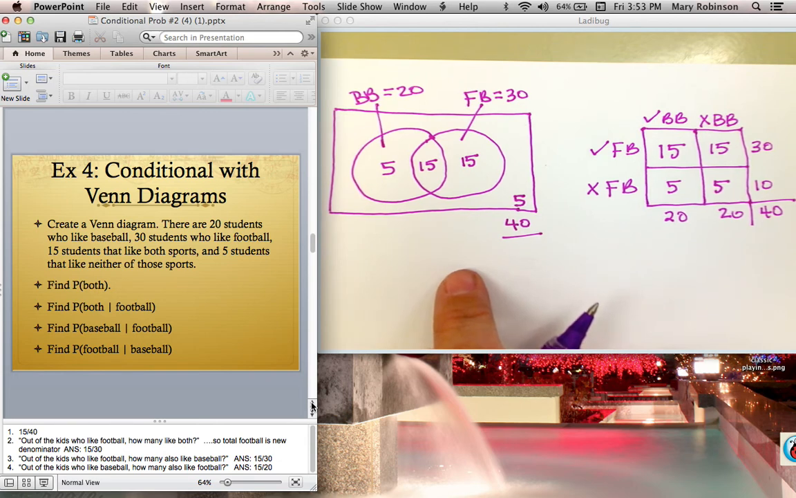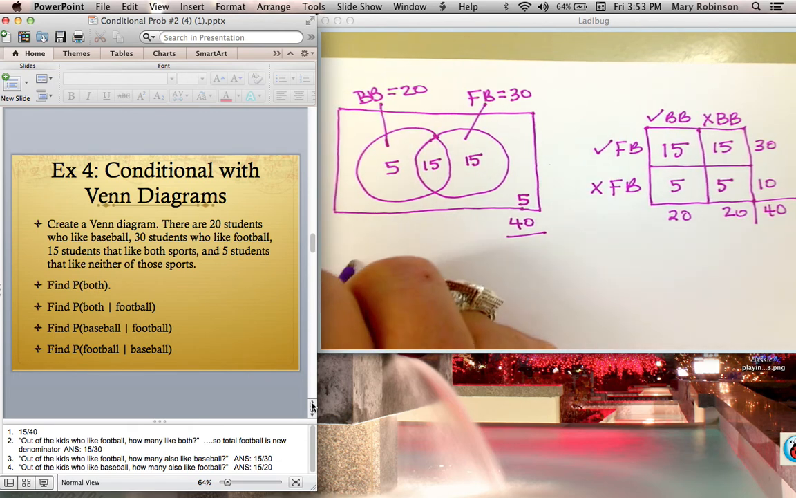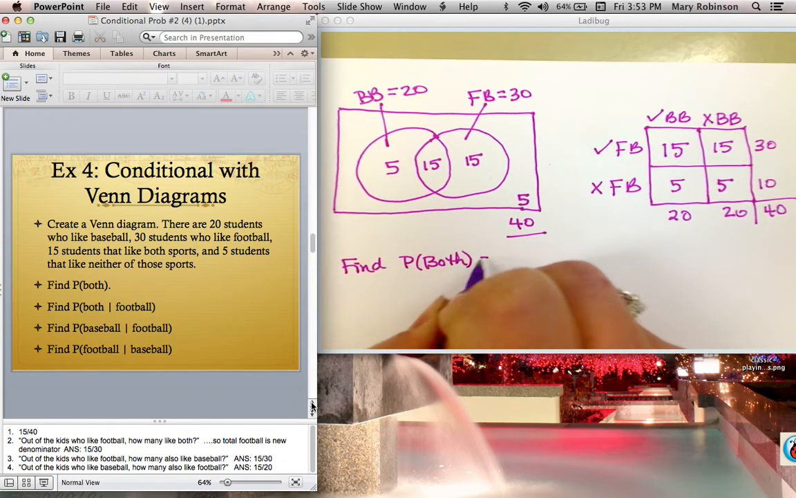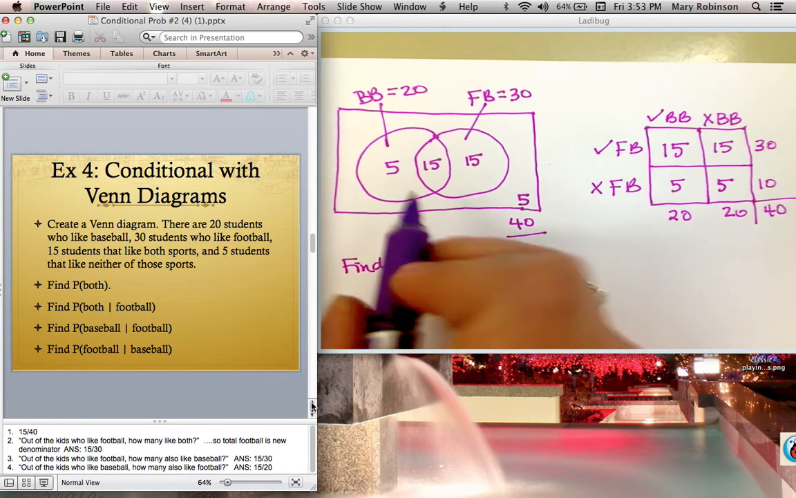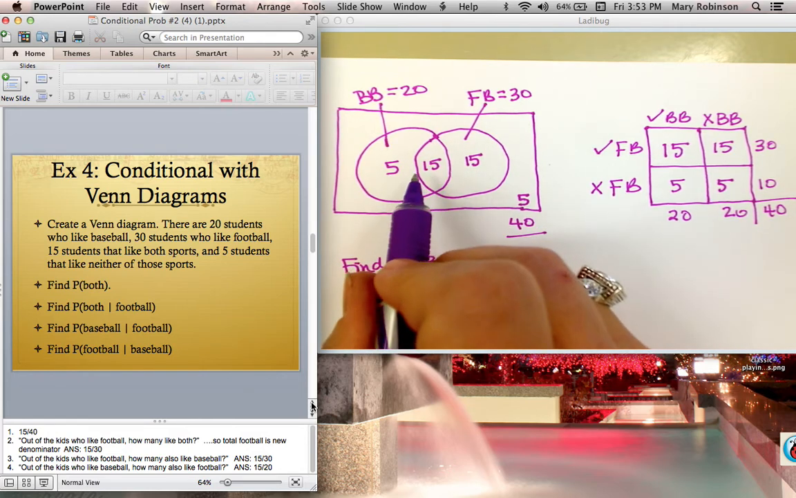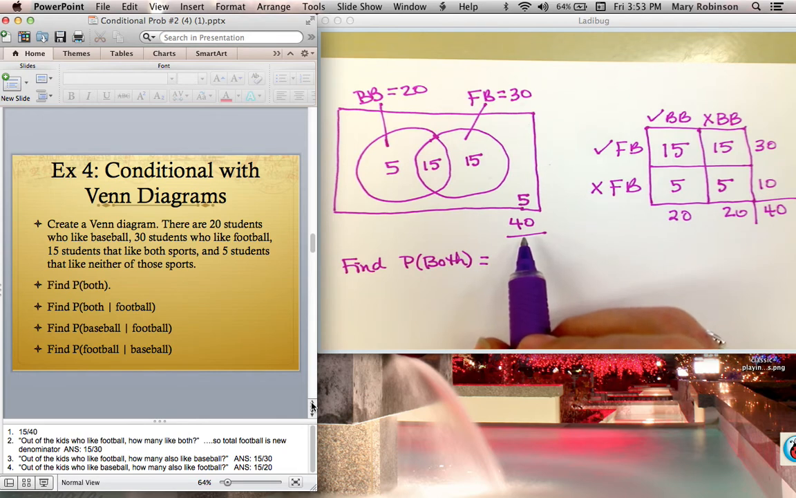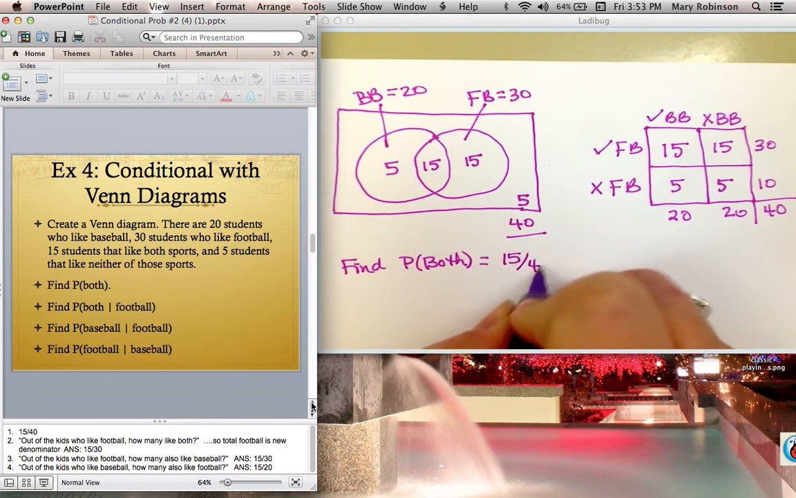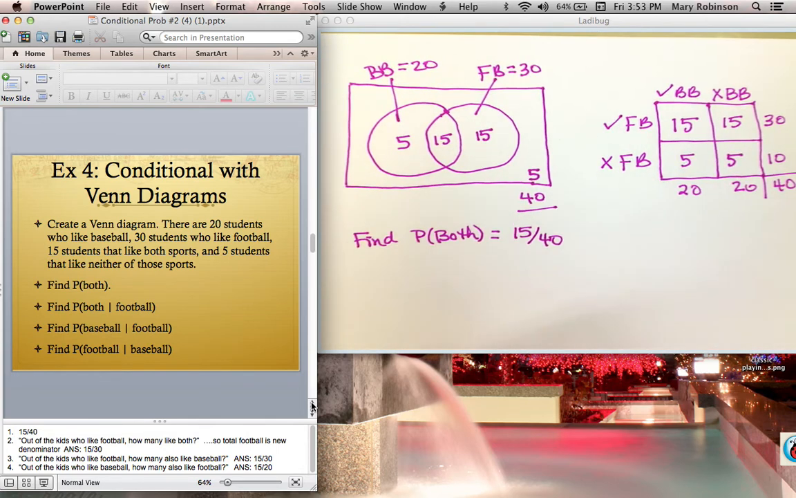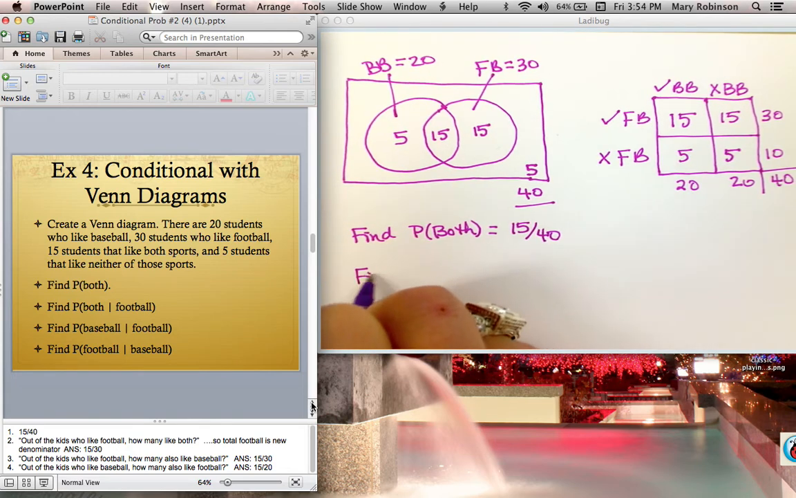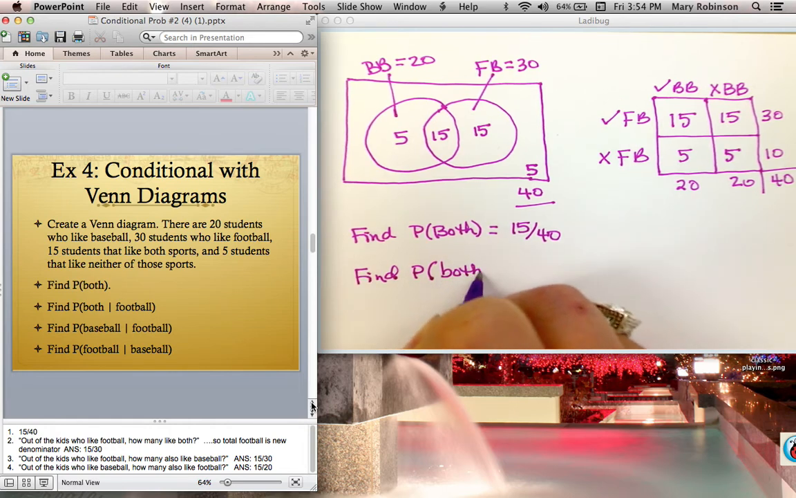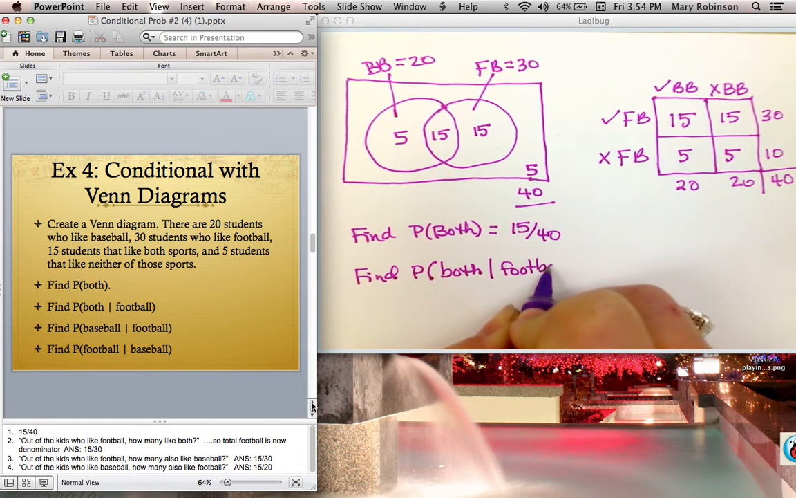The first part, if you look over on the PowerPoint, says to find the probability of both, meaning the probability that they like both baseball and football. Again, that's going to be where they overlap. And you can now see also the necessity for finding the total of 40. So both, there are 15 out of 40. No multiplying necessary.